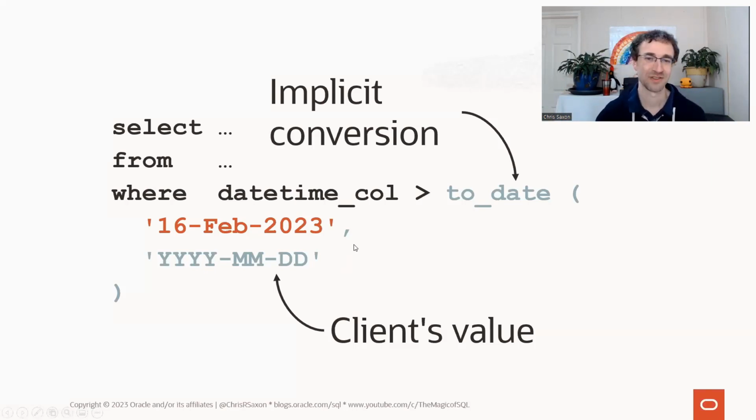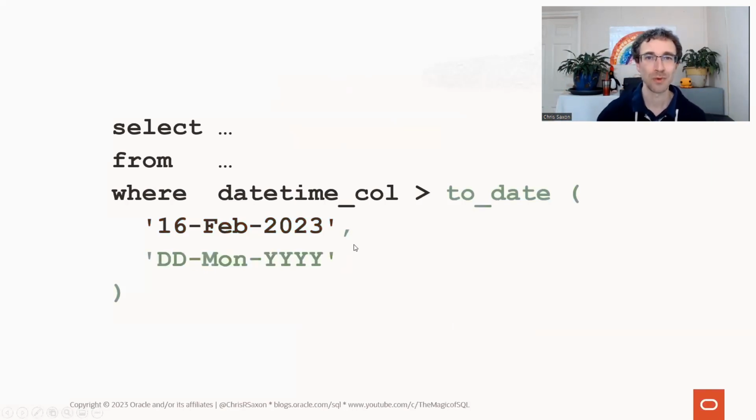So the basic solution here is just to make sure that you are always explicit. Whenever you have string values and you want to convert them to dates or timestamps or whatever, explicitly use the to-date function with the format mask that you want to use. So here I'm saying in day, month, year format. This is great when you know what format you're working with, and most of the time you should know that.